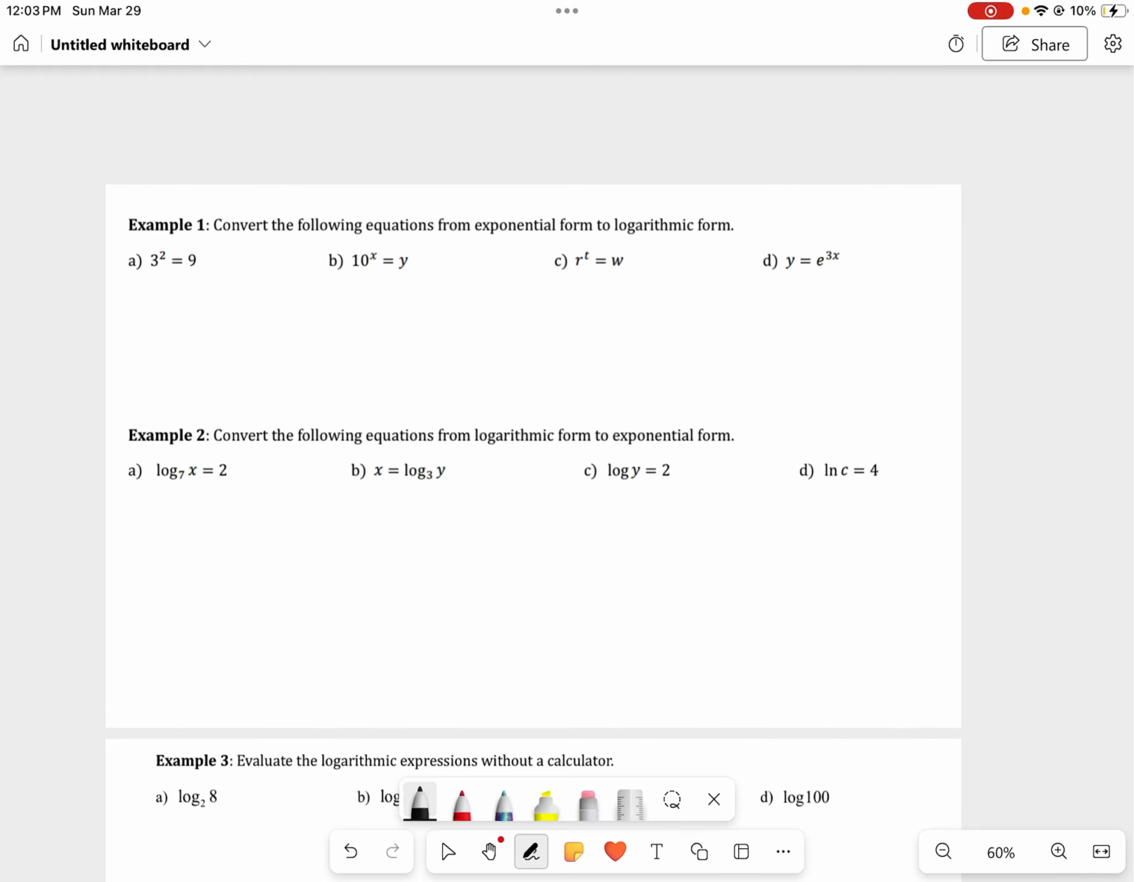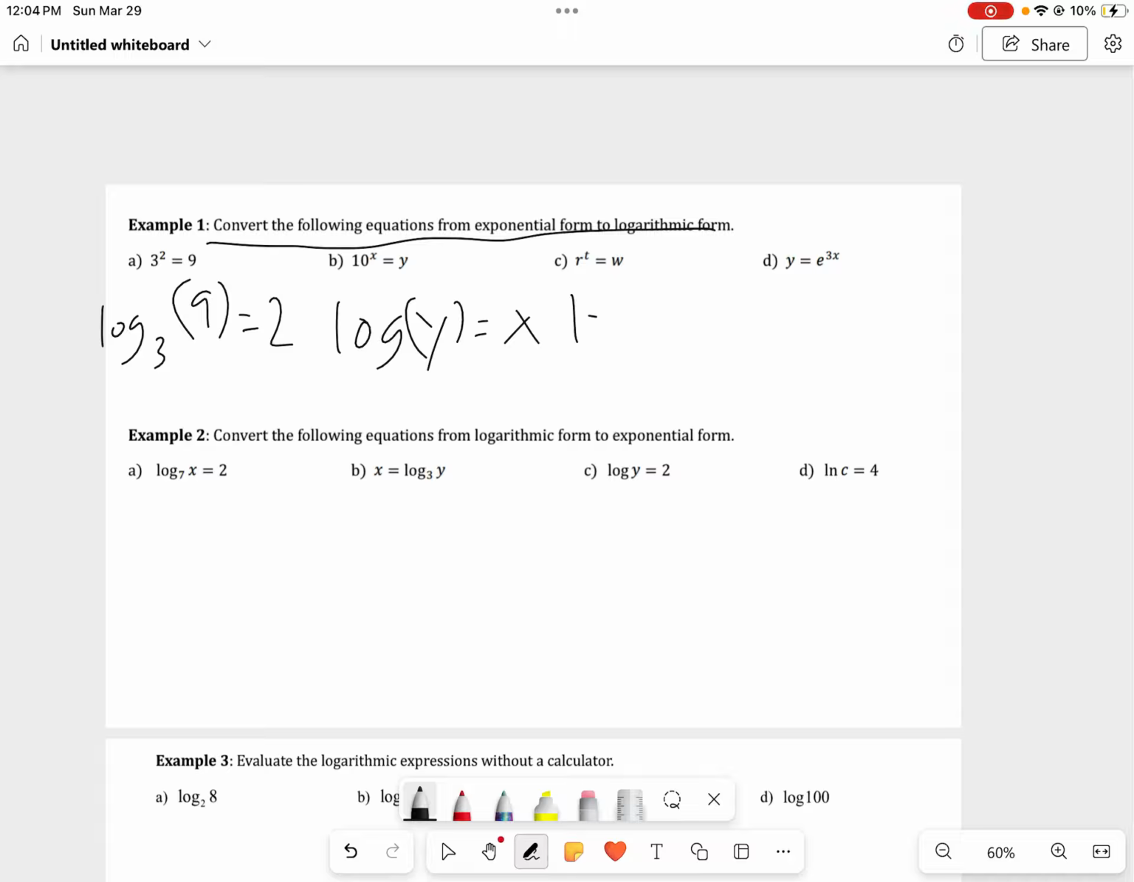All right, so it's telling us to convert the equation from exponential form to log form. This is really easy. This is 3 squared equals 9, but it's basically 3 to the power of what is 9? That'll be 2. This one right here, same thing. Since the base is 10, we don't have to write it because that's a normal log. So we can just write log y equals x, because 10 to the power of x is y.